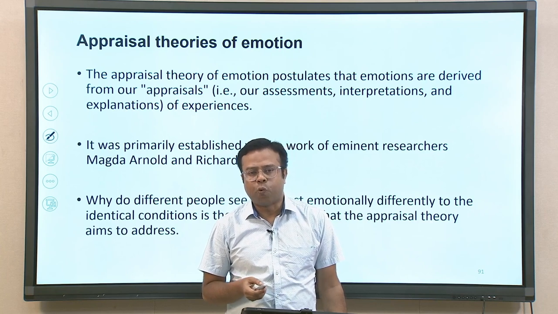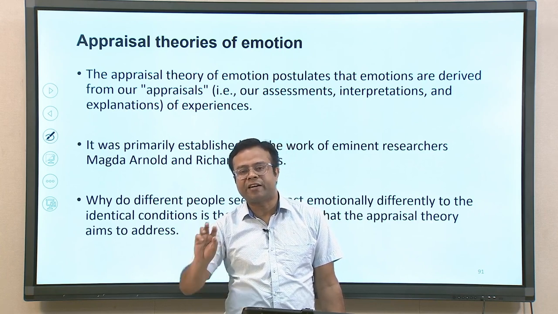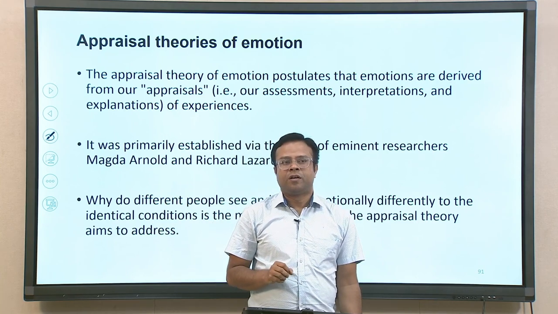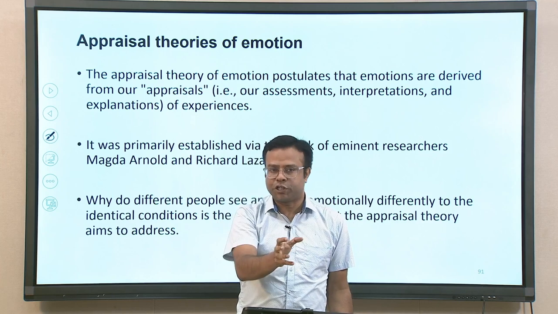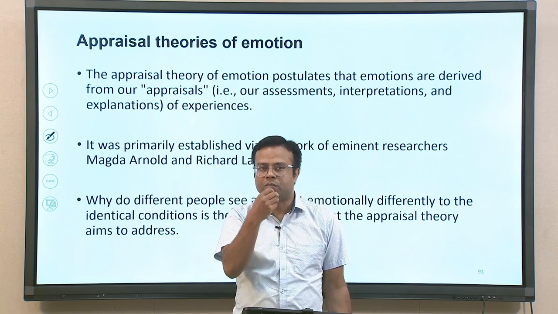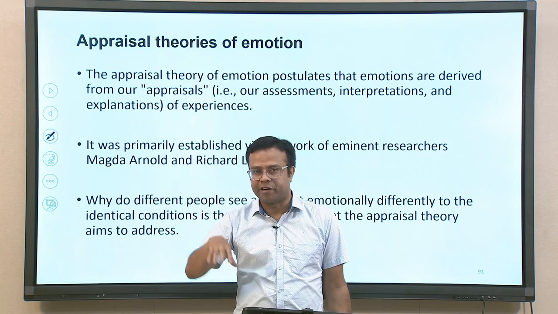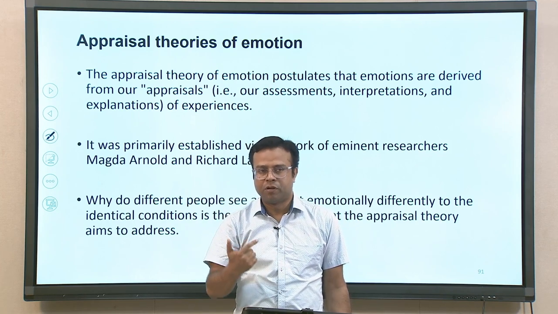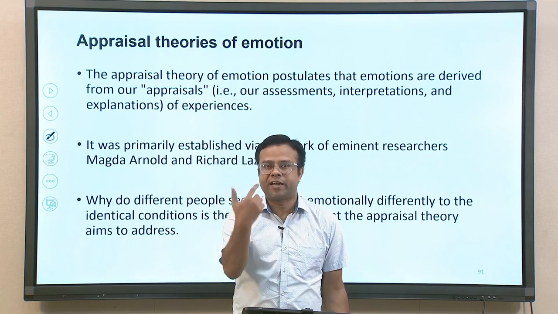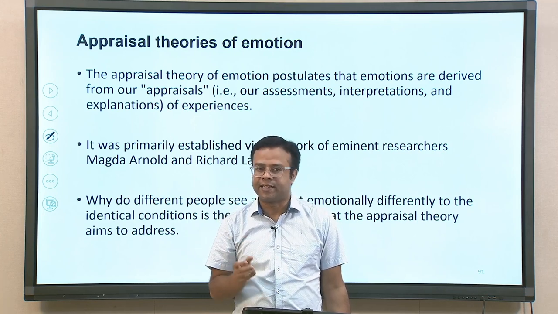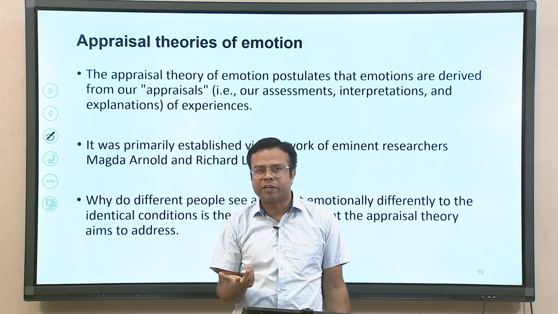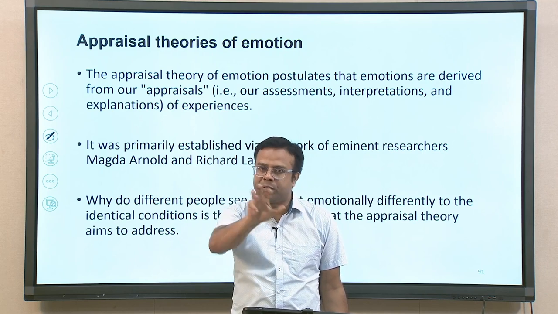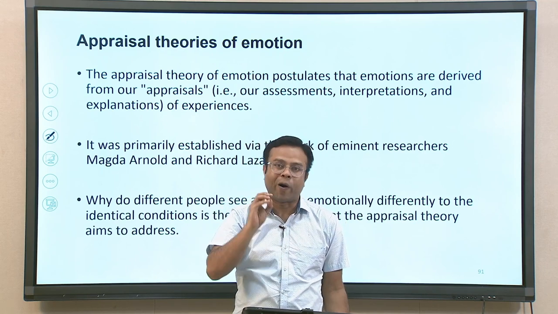The main question is why different people see and react emotionally differently in an identical situation. If you put three people in one emotional situation, they may react very differently. For example, let us say you put three people on a roller coaster. For one person, it could be a terrifying experience, full of fear and anxiety. For another, it will be a neutral thing. For another person, it will be full of joy and excitement. Same situation, three people experiencing three emotions. Why these differences?